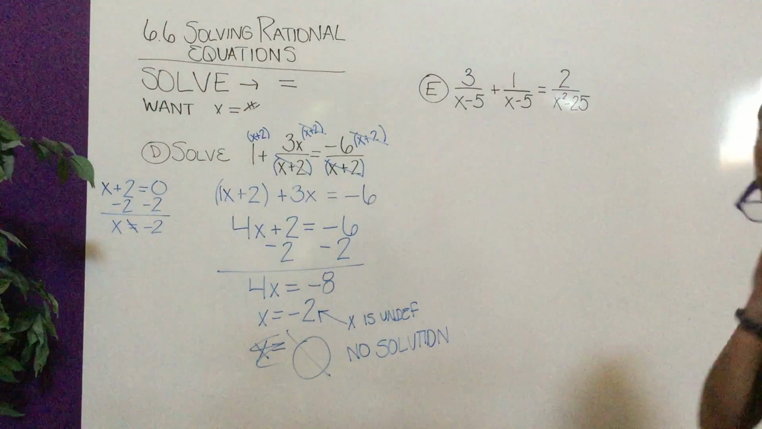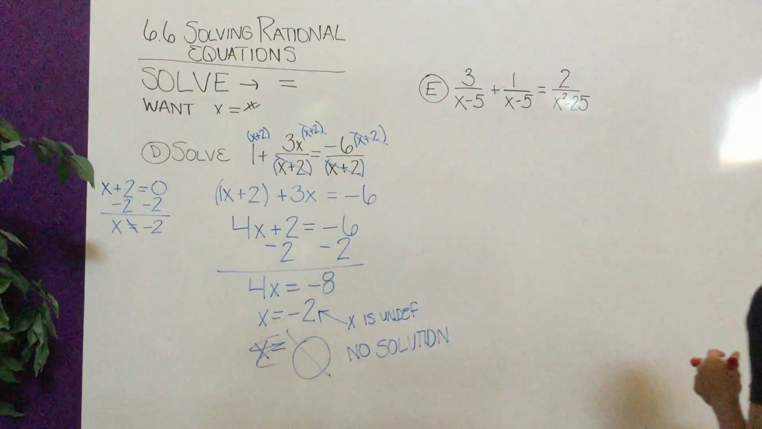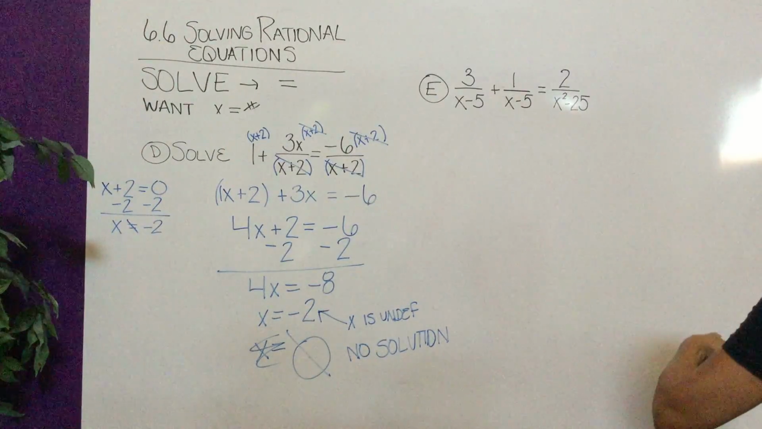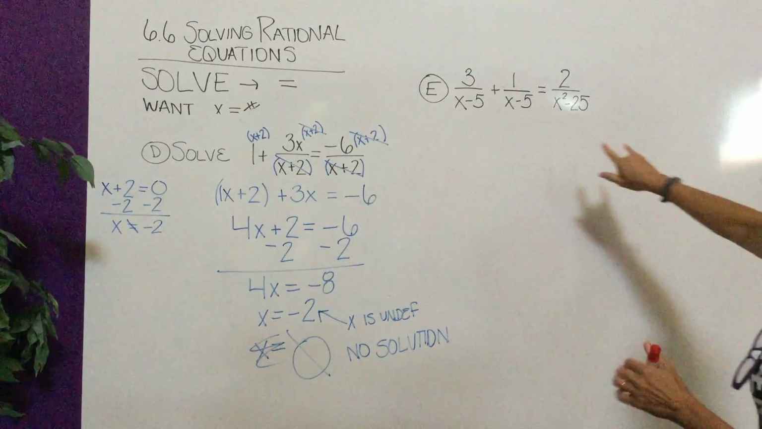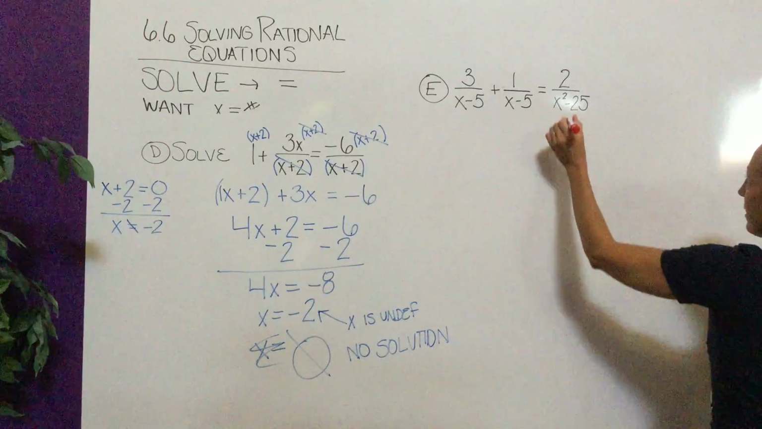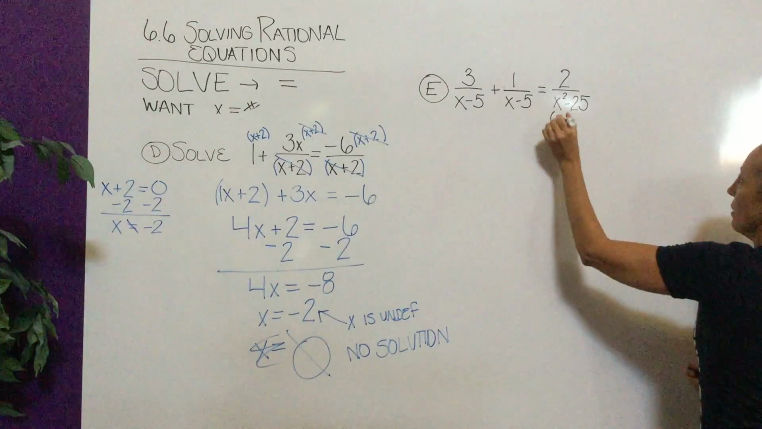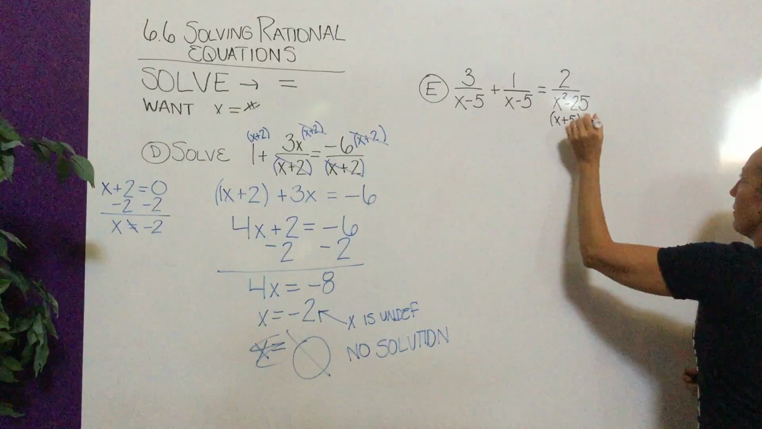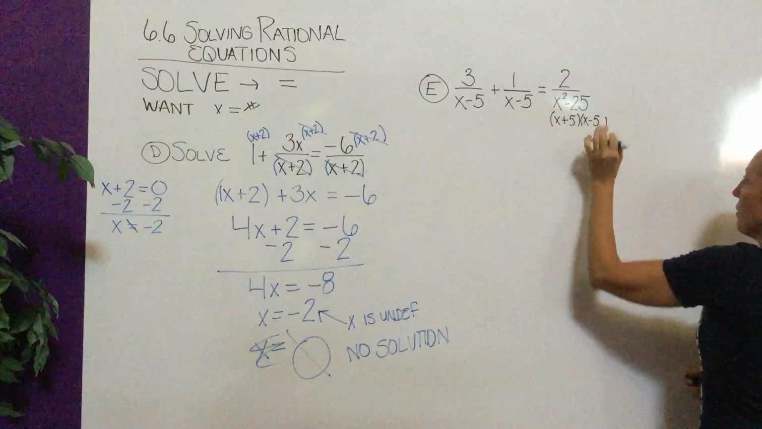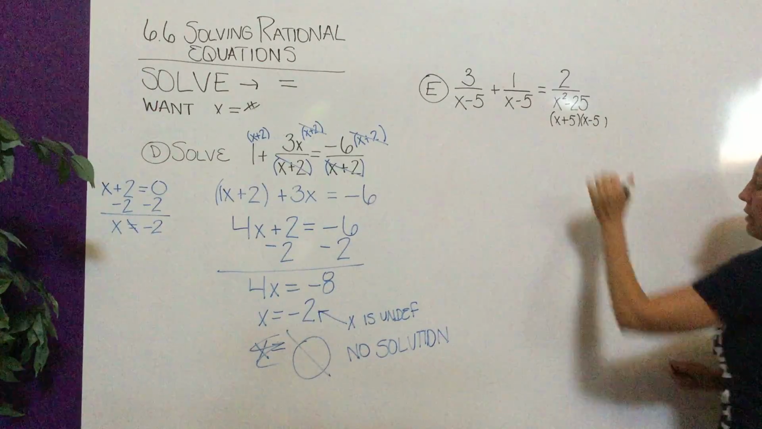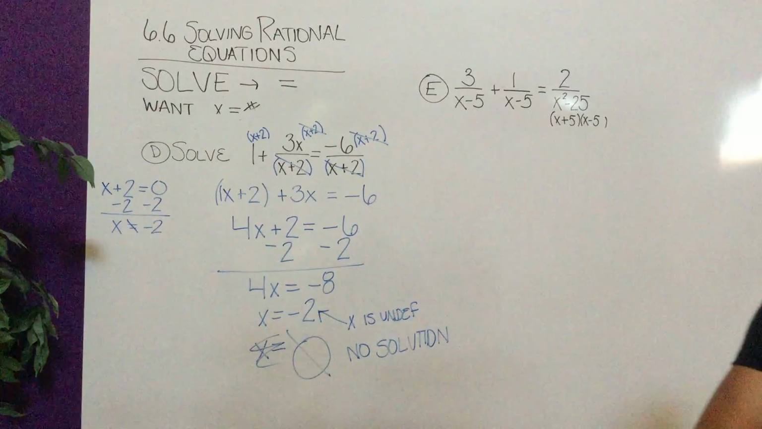The last one is just kind of a fun fact, just an extra method, if you will. All right, so x squared minus 25 does factor to x plus 5 times x minus 5. So this needs to be our common denominator. It does take just a few seconds.